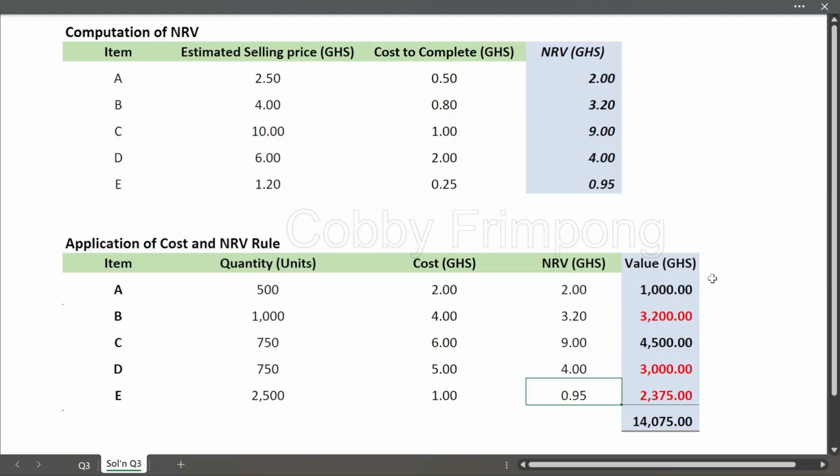So that is how we arrived at the value of each of the inventory items, giving us a total inventory value of 14,075. This is everything for question 3. We've learned how to calculate the NRV and how we apply the cost and NRV rule.